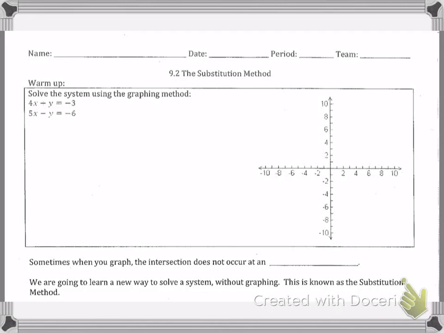Hi algebra students, we are going to jump into the 9-2 substitution method notes. The first thing I want you to do, however, is to back up a little bit and practice the graphing method. You're going to graph the system 4x, and this should be a plus, so just fix that on your paper, y equals -3 and 5x minus y equals -6. You know that you need to have them in y equals mx plus b form before you graph. So you want to use the space provided to put them into y equals mx plus b.